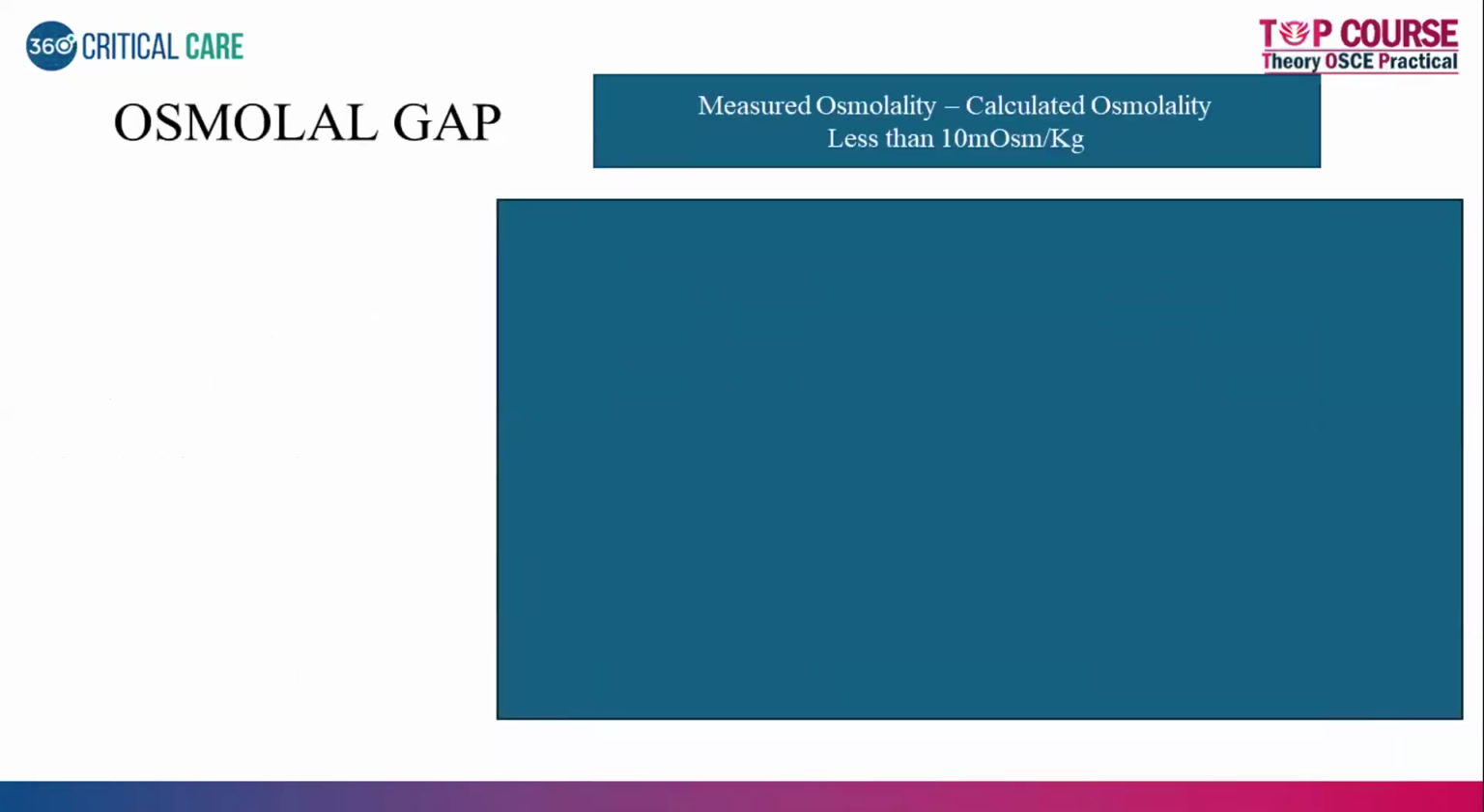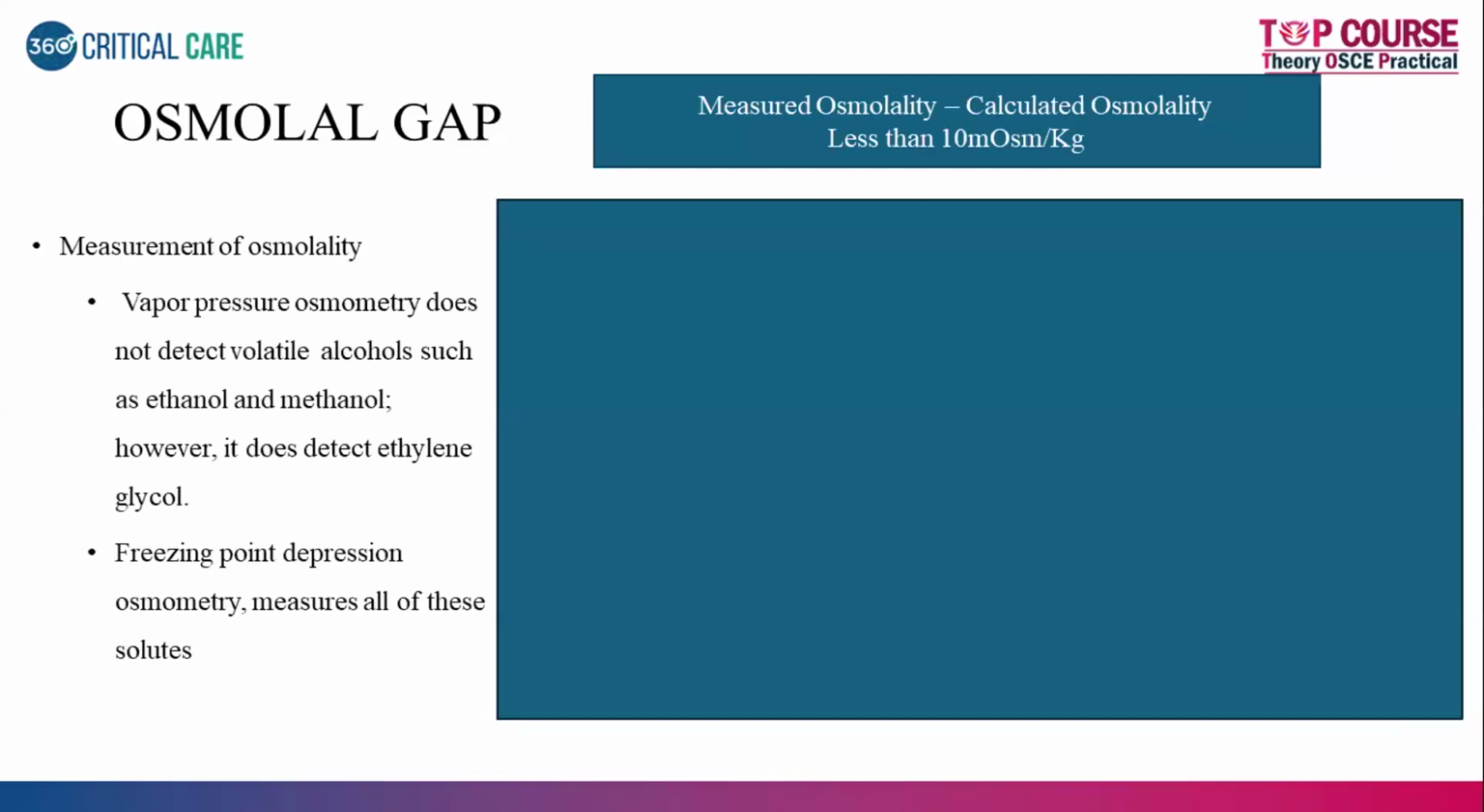So what is osmolar gap? It is measured osmolality minus your calculated osmolality. For the calculated osmolality, I know you people know the formula, which includes your sodium, urea. So, coming to measured osmolality.